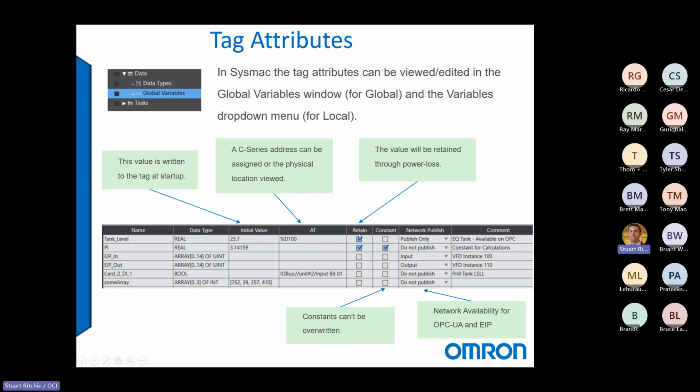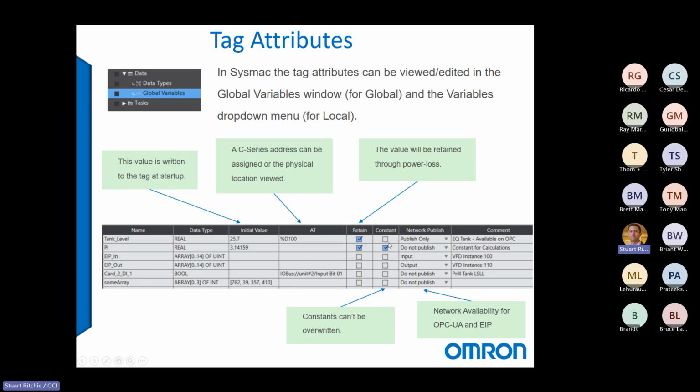Now, the retain attribute, again, pretty self-explanatory. Do we keep this value through power loss? Otherwise, it starts at 0 or false at startup if this isn't checked off. So any kind of set point that you don't want to have to enter every time you restart the system, give that a retain value.